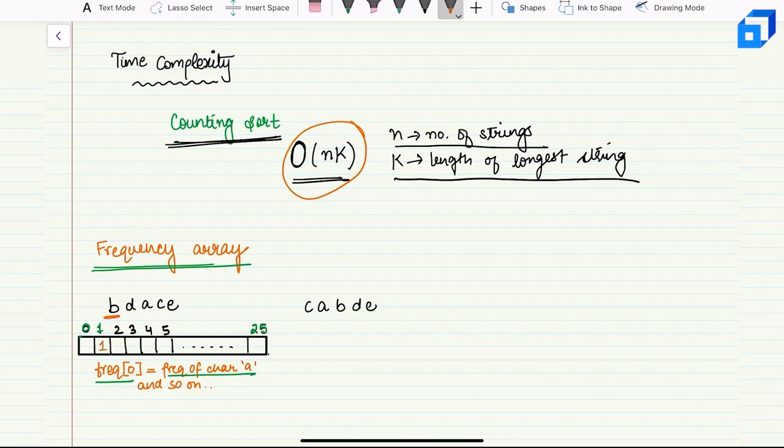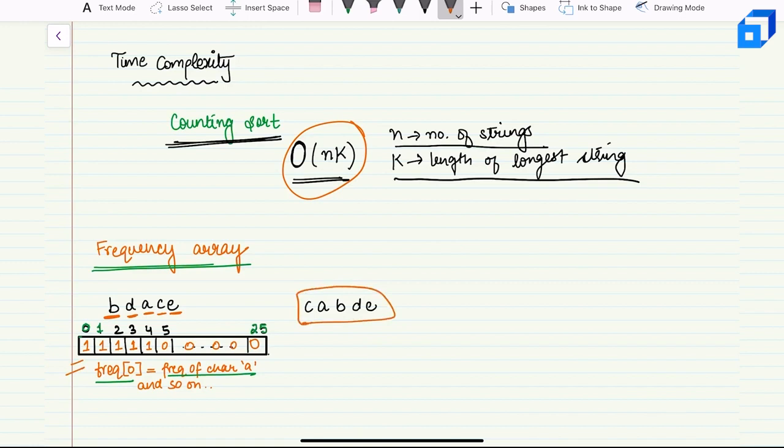So at index 1 we will put 1. Now b is nothing but only 1, so let's put 1 at index 3, right? Then a is there, so let's put 1 at index 0. Then c is there, so let's put 1 at index 2. And e is there, so let's put 1 at index 4. Initially all will be initialized to 0. So here's how we have built this frequency array, and likewise we can do for this string as well.